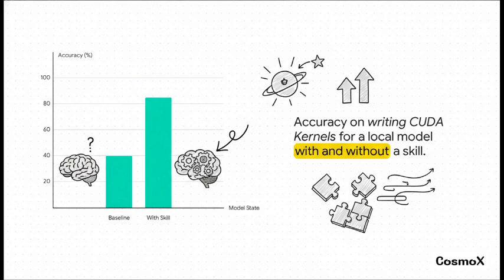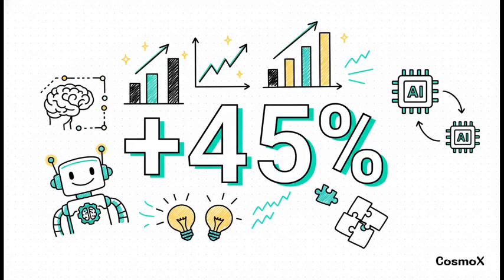Not great. But after they gave it a skill that was created by a more powerful model, its accuracy shot up to 85%. It literally more than doubled its effectiveness on a task it was failing at before. I mean, that's a 45 percentage point jump in accuracy. That is a massive, massive leap in capability. It just goes to show how effective this knowledge transfer really is.